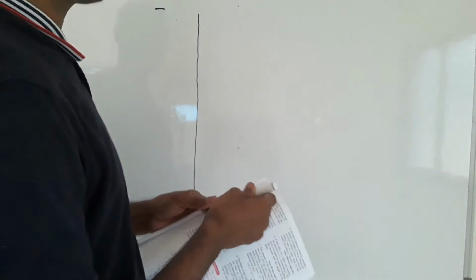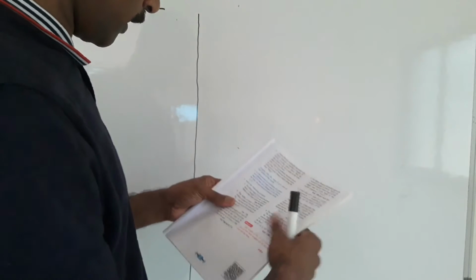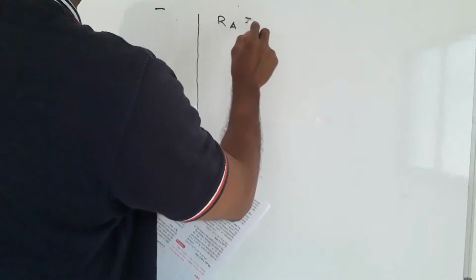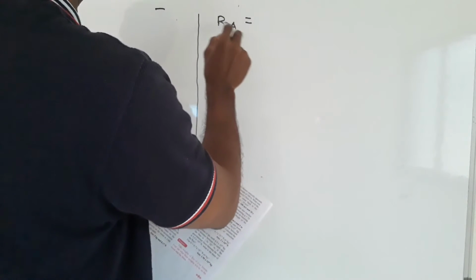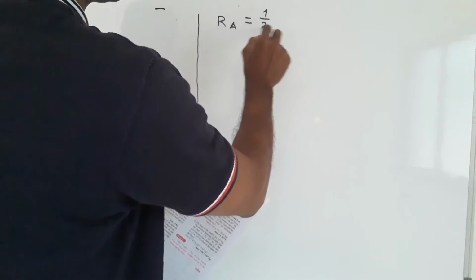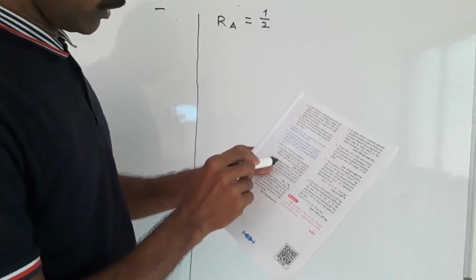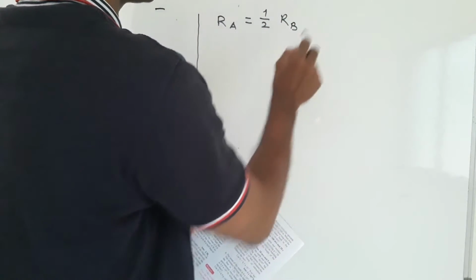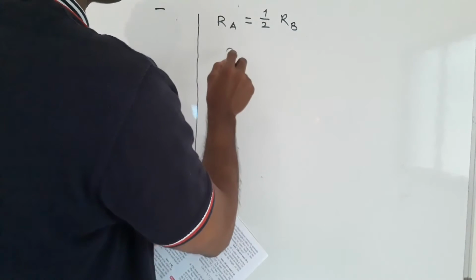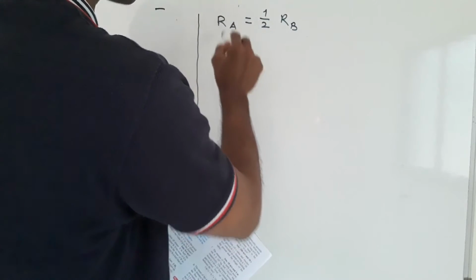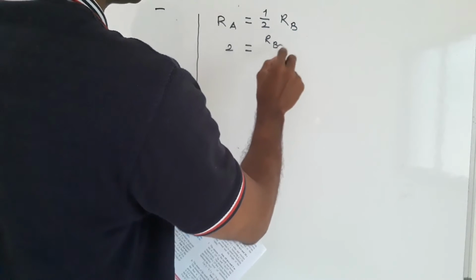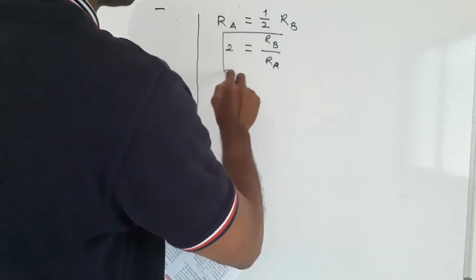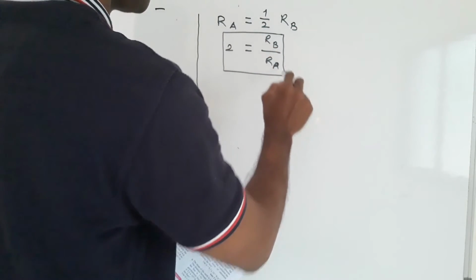Now according to the given information, we have given here first the radius of planet A. Therefore we write RA, radius R, and for planet A we write RA is half. See this, the radius of planet A is half the radius of planet B. Therefore we write here RB. Now we take this 2 to the left side and this RA to the right side. Therefore this is our first value of RB upon RA.